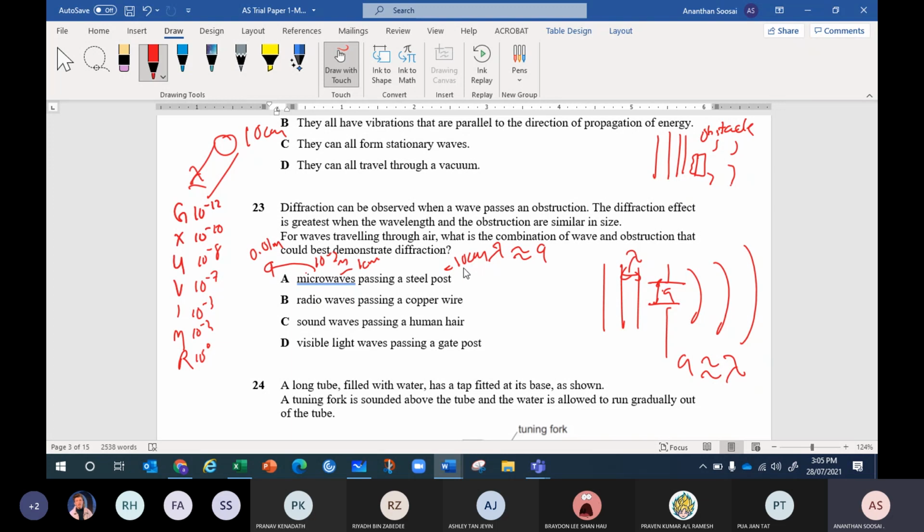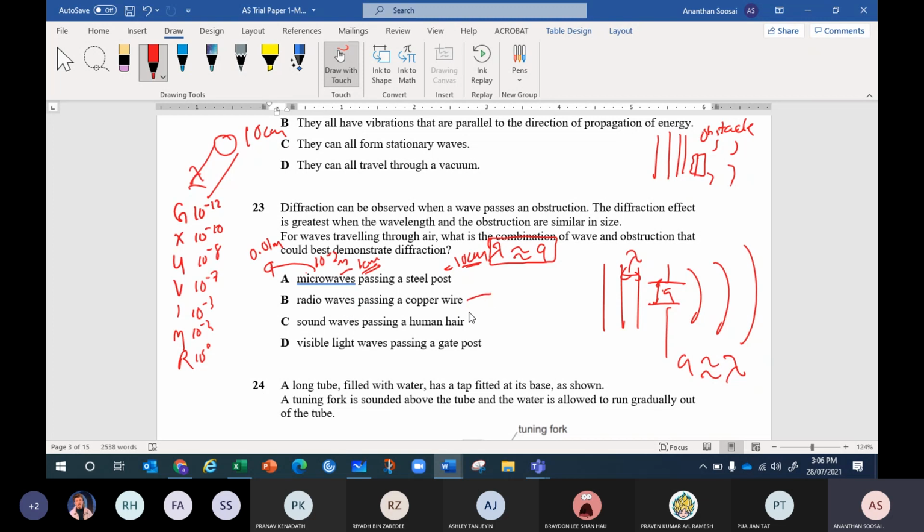The steel post is 10 centimeter. The A is 10 centimeter. The lambda is 1 centimeter. But we want the best diffraction when lambda is about the same as A. So we check the pair which is quite close to each other. Lambda and A must be the same. The first one is 1 centimeter with 10 centimeter. Second one, radio wave with copper wire.